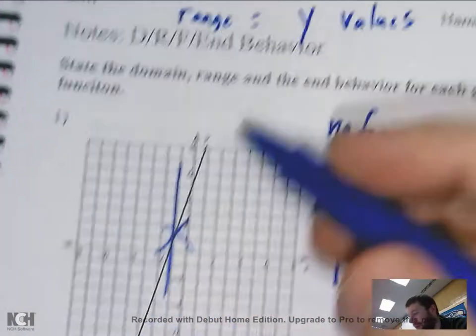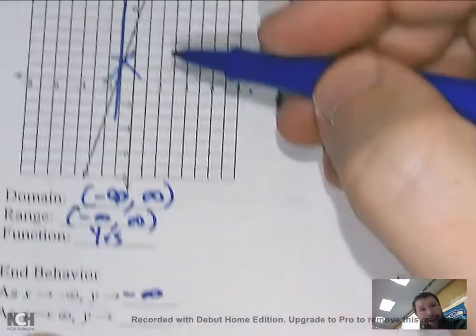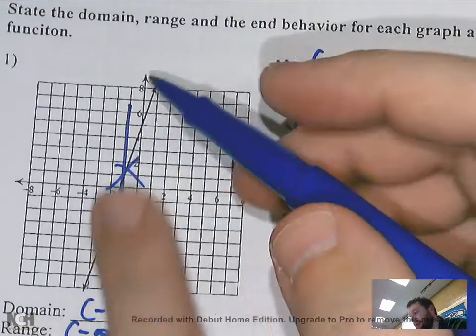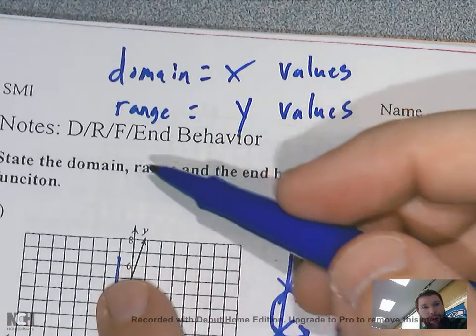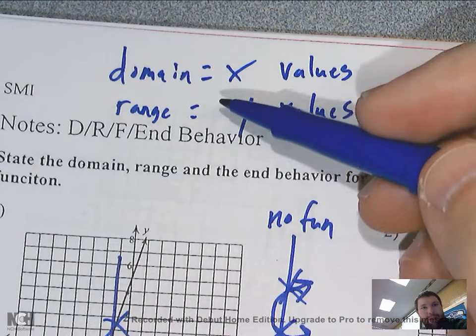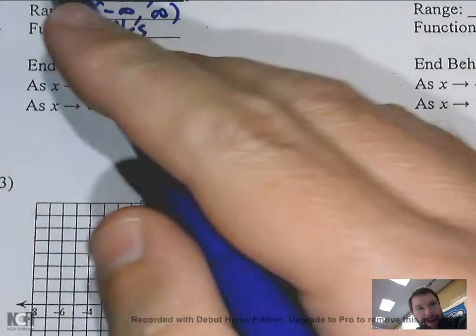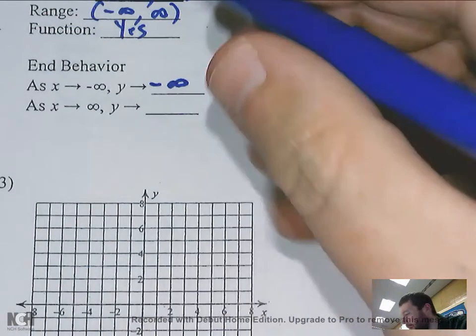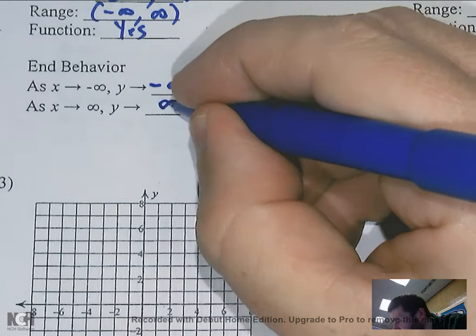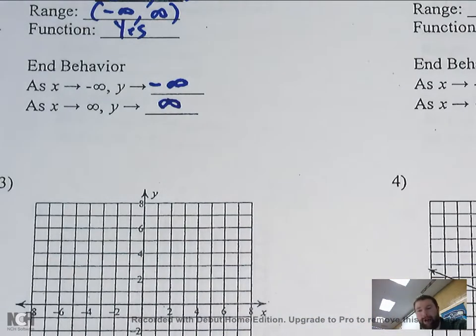And as we go right, so to the positive infinity on the x, it wants to know what's happening to the y. So as I go right, what's happening to my y value? It's going up. So if I go forever to the right, which is what infinity is, your y value would forever go up. So it would go to positive infinity on the y-axis.